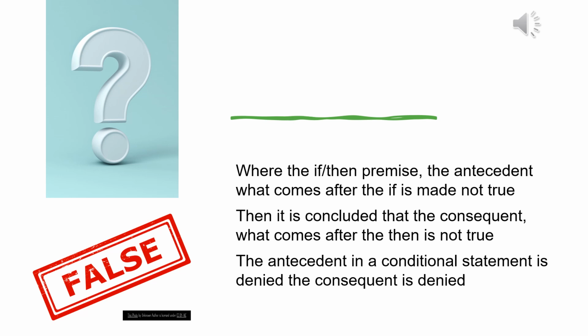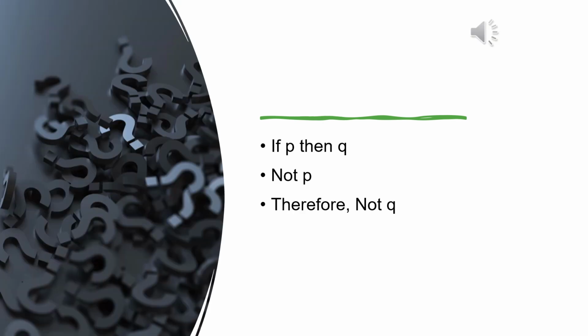Denying the antecedent is the name of an invalid conditional argument form. You're denying the antecedent and trying to infer the denial of the consequent. The antecedent is what comes after the if. The consequent is what comes after the then. In symbolic form, if P, then Q. So not P, therefore not Q.